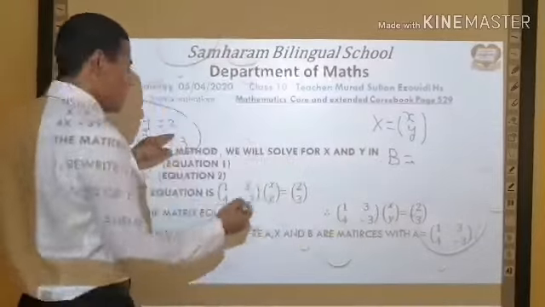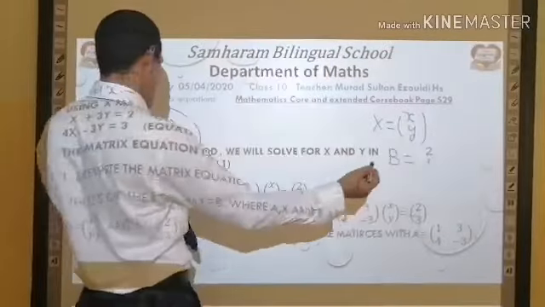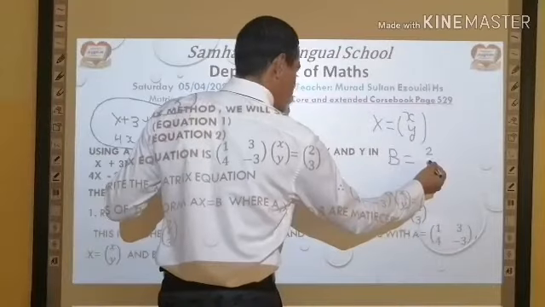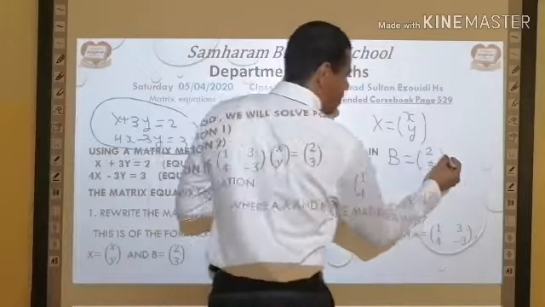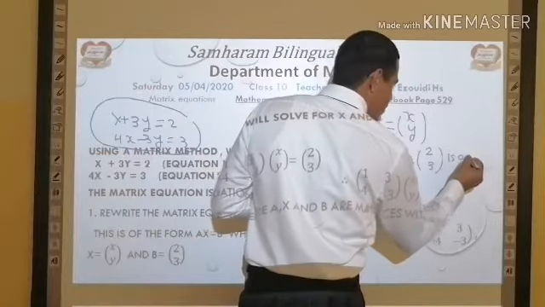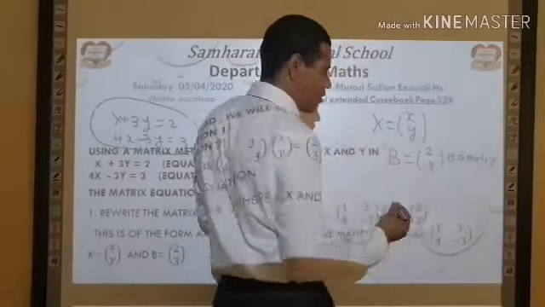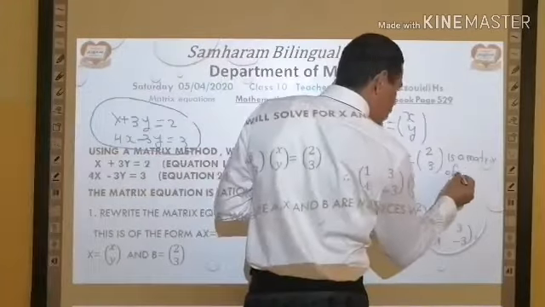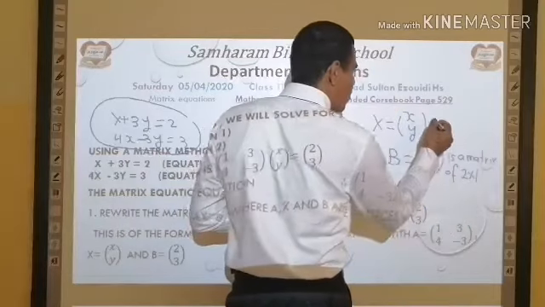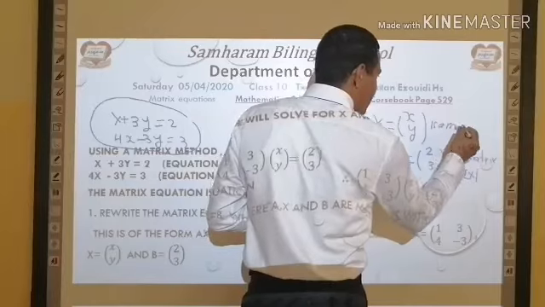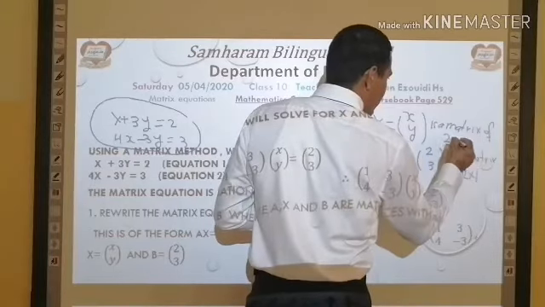B is a matrix that contains the first row, first column is 2, and the second row, first column is 3. This is also a matrix, or column vector, of order 2 by 1. Why 2 rows and 1 column? This is also a matrix of order 2 by 1.